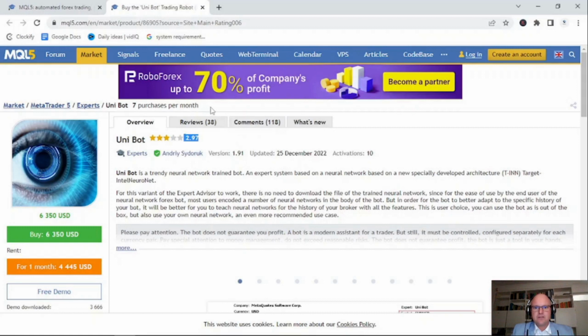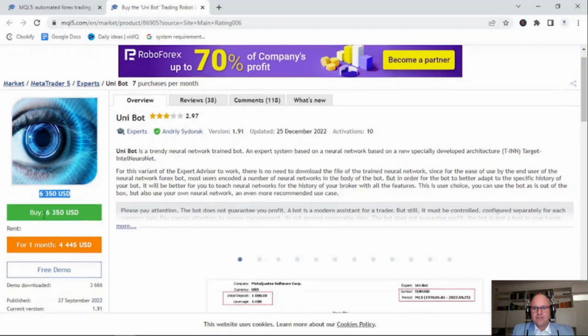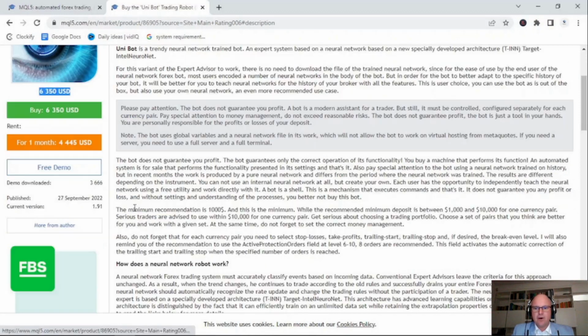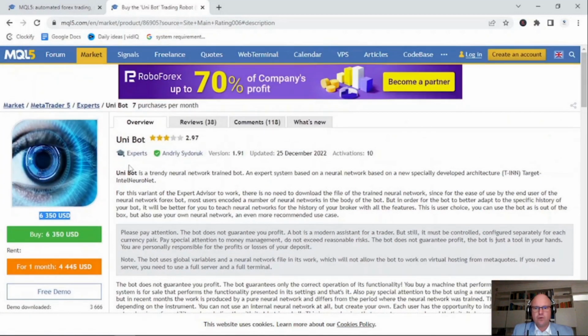So that all sounds fantastic. However, since the bot has been released, you will see that there has been a steady decline in the rating down to 2.97 at the time of recording. The current price on this video is 6,350. However, after checking today, I see that the author has changed the price again already. It is important to see when the bot was first published, as I have a general rule of waiting a couple of months to get feedback from other users.